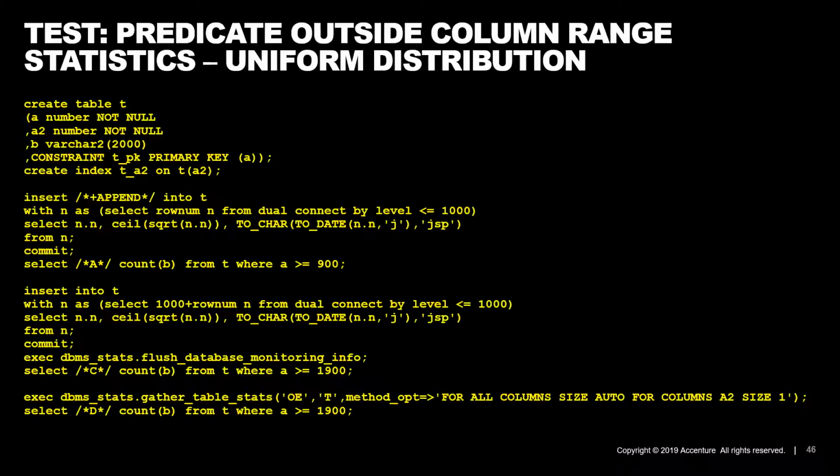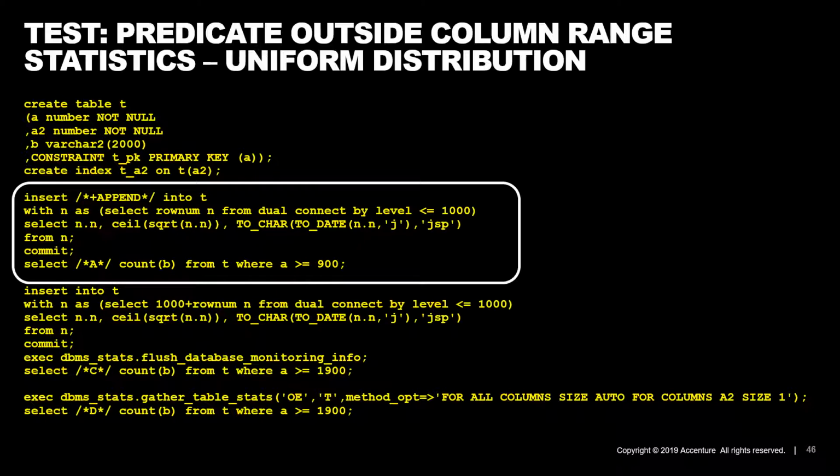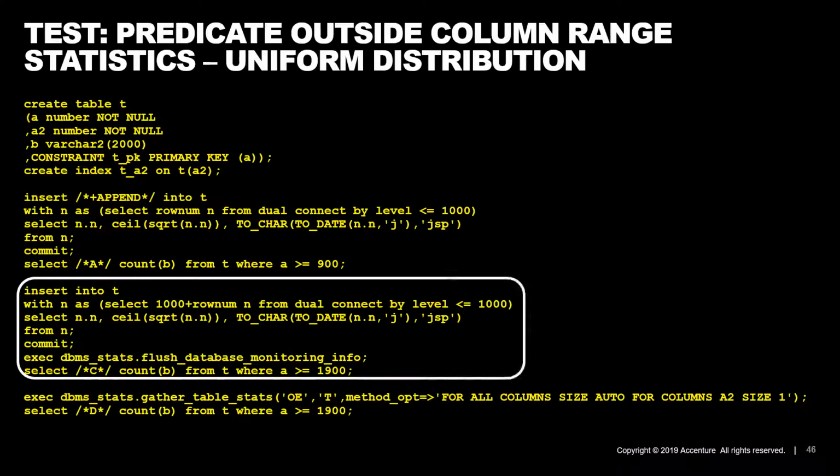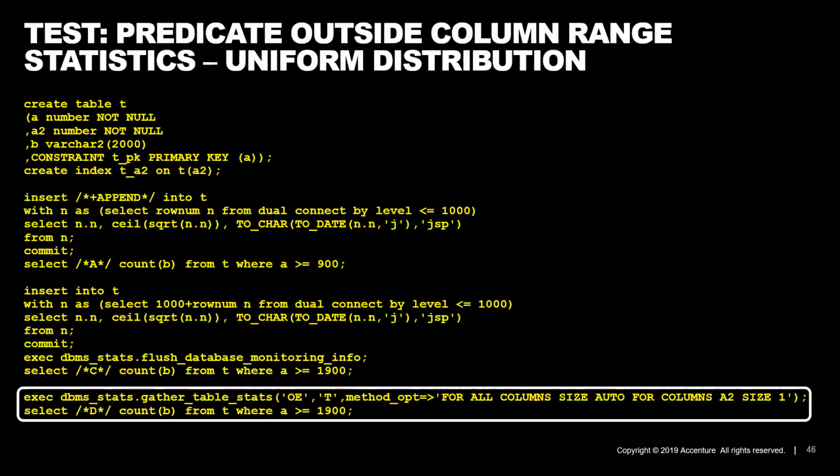In this test, we're going to look at what happens as predicates move outside the column range of statistics, and I'm going to look at uniform distribution. So in the first test, I'm going to insert rows with n 1 to 1,000, and I'm going to look at the number of rows greater than 900. Then I'm going to add another 1,000 rows in the range of 1,001 to 2,000 and look at rows greater than 1,900. And finally, I'll collect real statistics and show you what happens there.